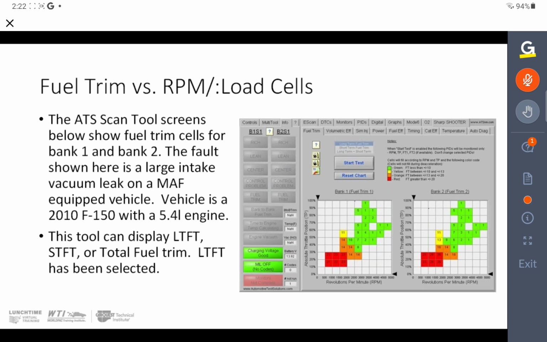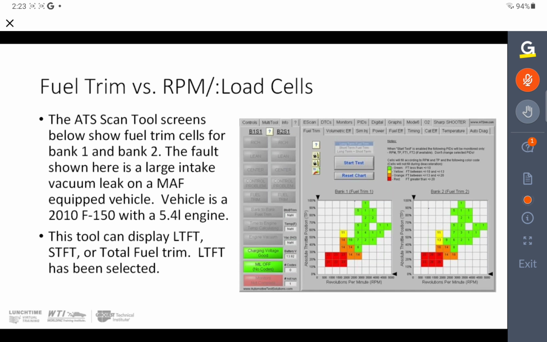I like to use the number 10% as an overall average. Some manufacturers, it may be less than that. I think Volkswagen has one that'll actually set a trouble code if fuel trim exceeds plus or minus 8%. There are other manufacturers where that number could be as high as 30%. But the general rule I like to use is 10%.